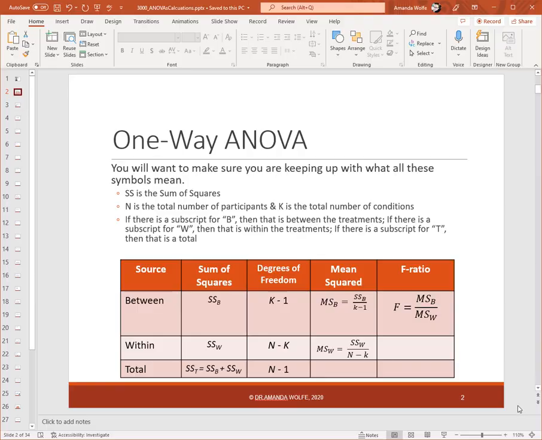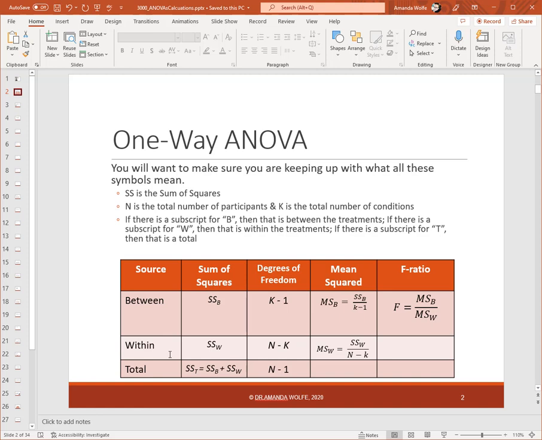I've tried to summarize the formulas that you will need for a one-way ANOVA in this slide. You can see that this line mirrors what the SPSS output looks like as well. You have your sum of squares in the first column, the degrees of freedom in the second, the mean squared in the third, and then the final column only has our F ratio. You can also see that our first row is for the between, our second row is for the within, and the last one is our total.